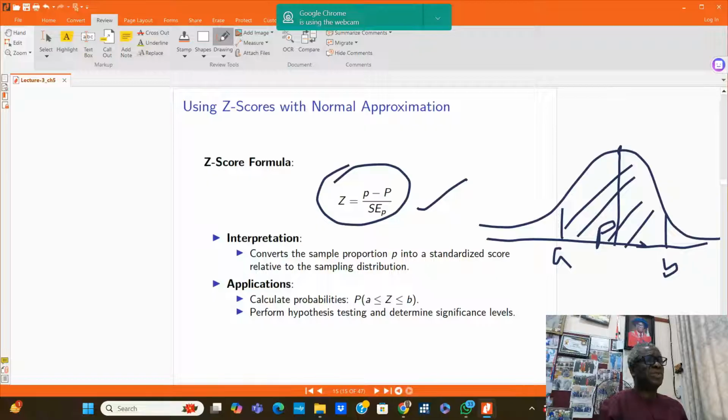We can also use this to perform hypothesis testing and determine significance level. So in other words, probability calculations can help us to determine how likely a sample proportion is given the population proportion. And then the confidence interval, using the Z-score, can be used to estimate the range within which the population proportion is likely to fall. We will see how this works with an example later.